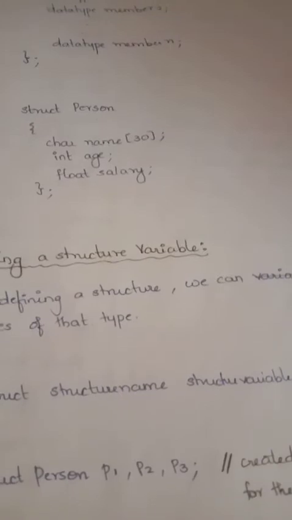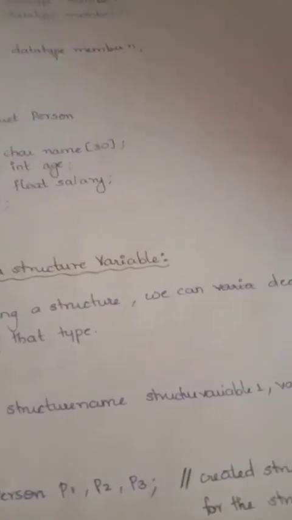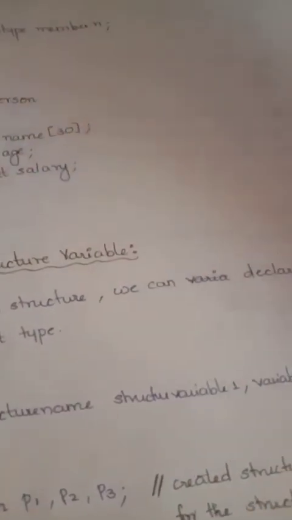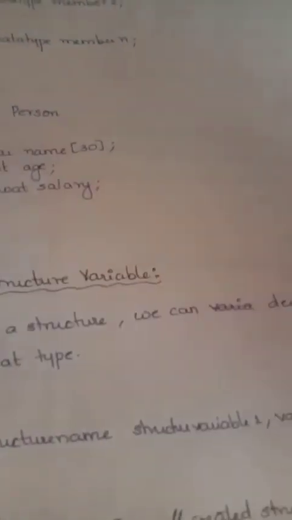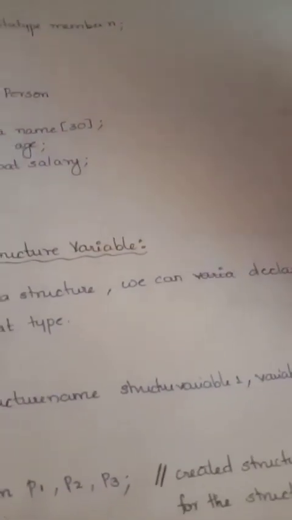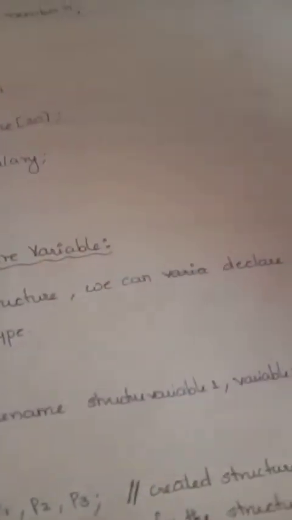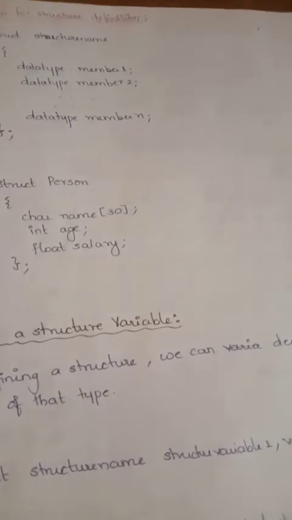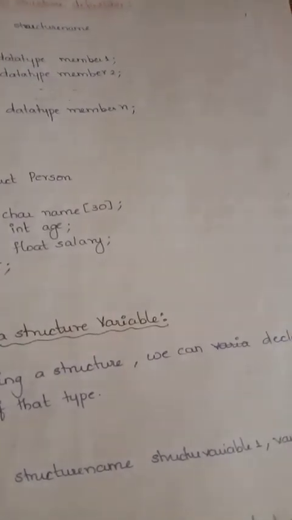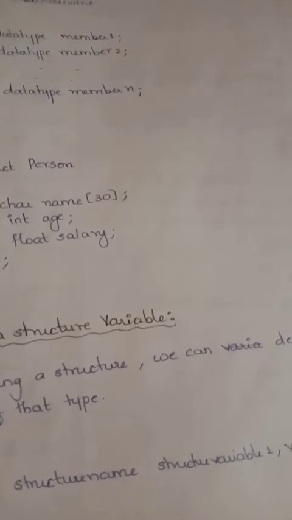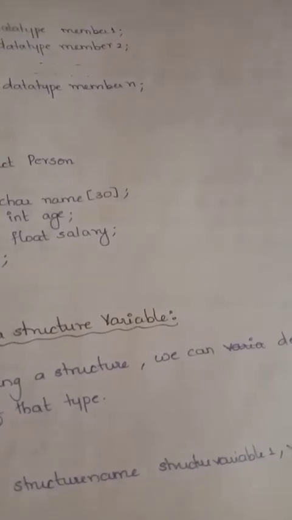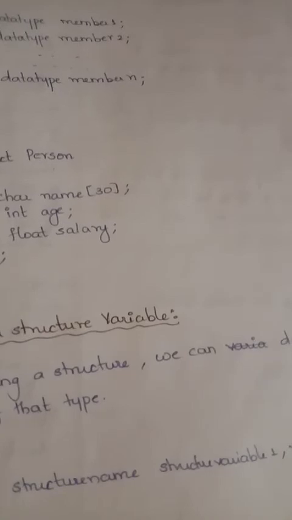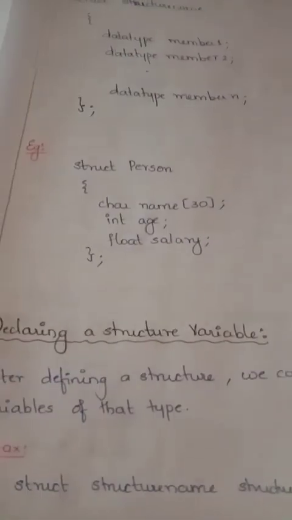In a nutshell, a structure is a group of items of different types in a single type. Grouping items of different types into a single type is called a structure, and the keyword used is struct, and a structure is a user defined data type. The syntax for structure definition is struct, structure name, open your curly braces, data type member 1, data type member 2, up to however many members you want to declare, close your curly braces, semicolon.